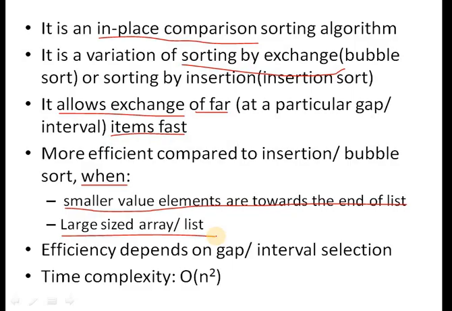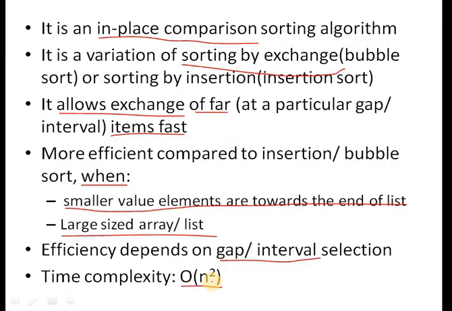We discussed insertion and selection sort in the last tutorial. Those sorting techniques are applicable only for small sized arrays. If the number of elements in the list is small, they work effectively and we get good results. But this shell sorting technique works for large sized arrays also. And the efficiency depends on the gap or interval selection. Based on the gap selection, the efficiency is decided.